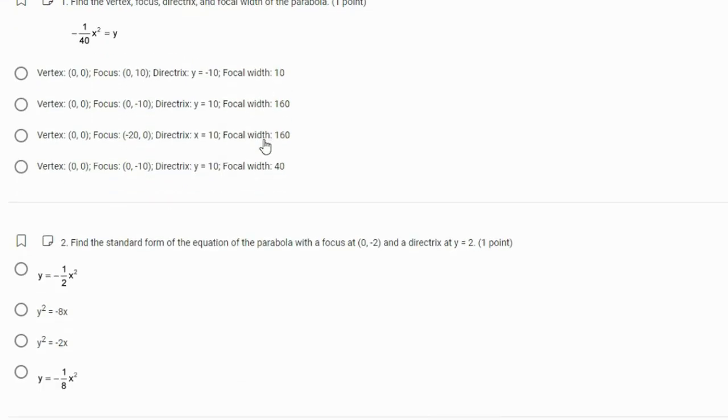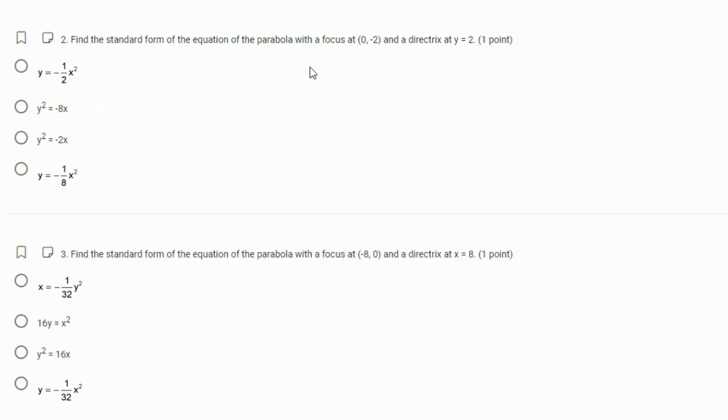Now, the practice exam, remember, you can take it as many times as you want to because it's a practice grade, and it's just for you to figure out, do I know enough to take the test, or do I need to go back and study parts of this? Find the vertex, focus, directrix, and focal width of this parabola. Negative 1/40th x squared equals y. Well, look at the x and y. The vertex is going to be 0, 0 because there's no h, k. And then we'll figure out the rest of that.